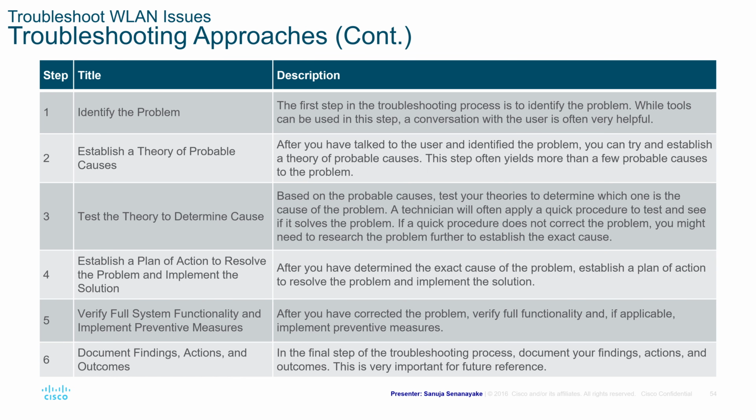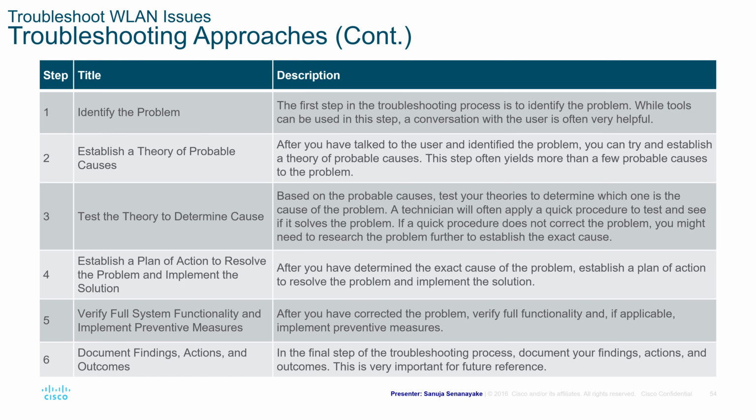And while tools can be used in this step, a conversation with the user is very helpful. As a network administrator, it also could be a conversation with your managers, supervisors, or other network technicians who are experiencing these issues. Then we're going to establish a theory of probable causes. After you have talked to the user and identified the problem, you can try and establish a theory of probable causes, and this step often yields more than a few probable causes for many problems that you will encounter.